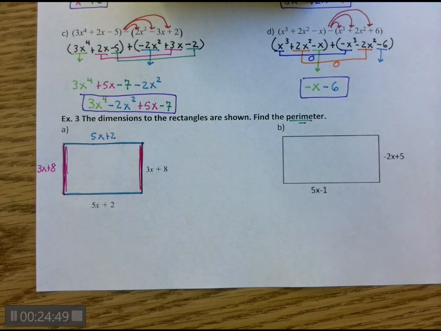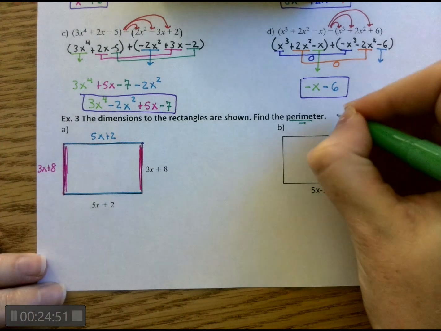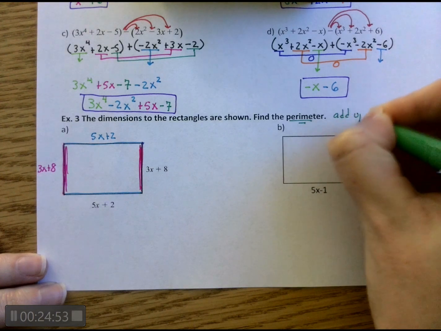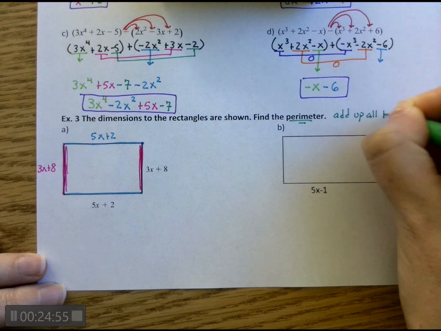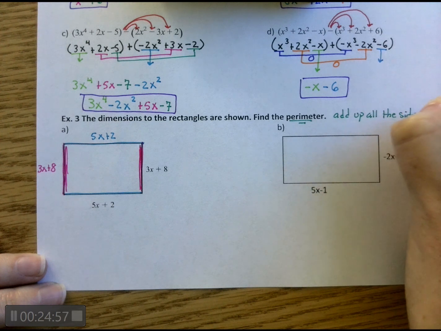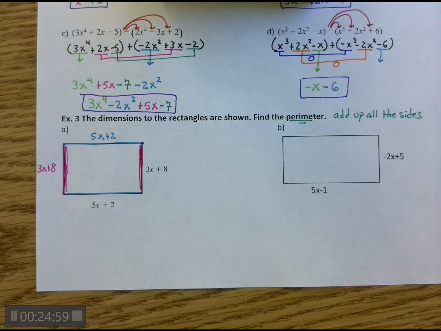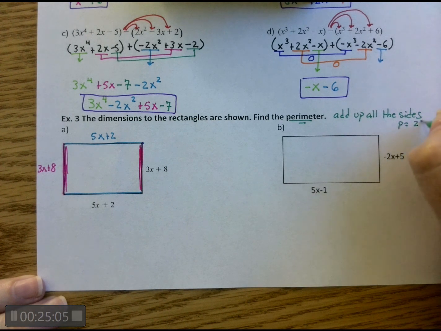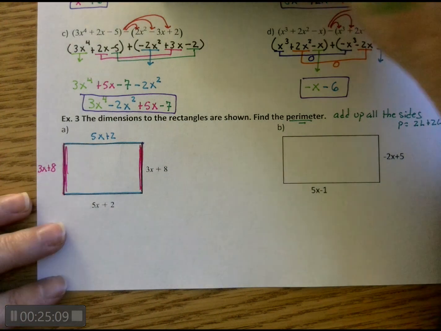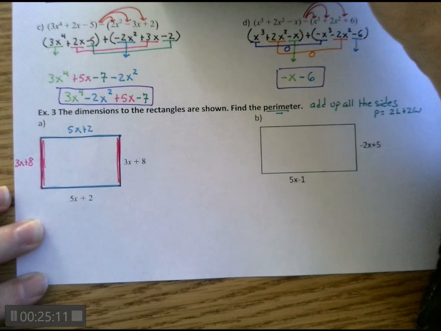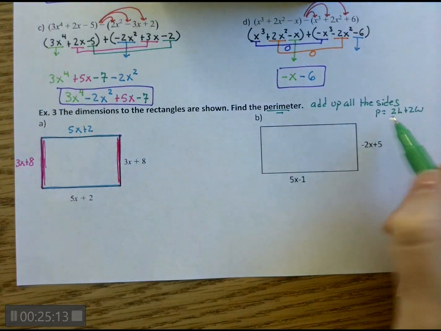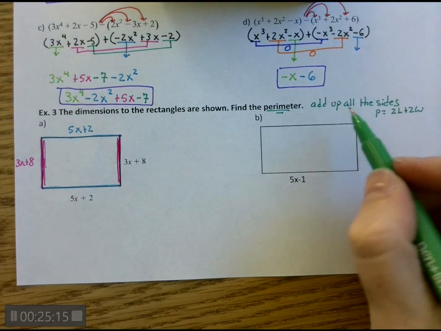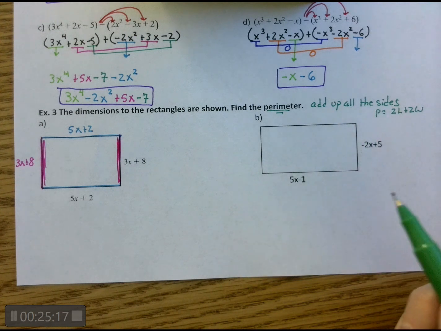Okay? Perimeter is another way to say add up all the sides. There is a fancy formula that you can use where P is equal to 2 times your length plus 2 times your width. But you really don't need to know this right now. Just add up all of your sides.